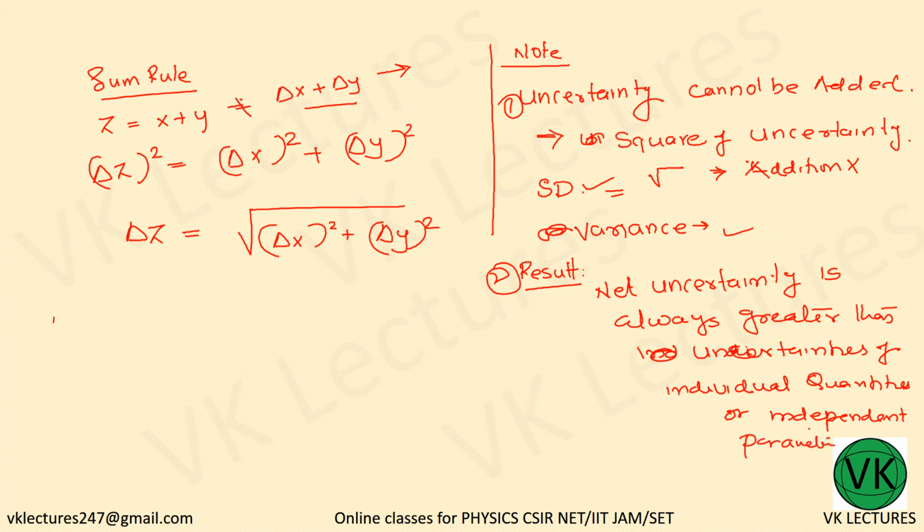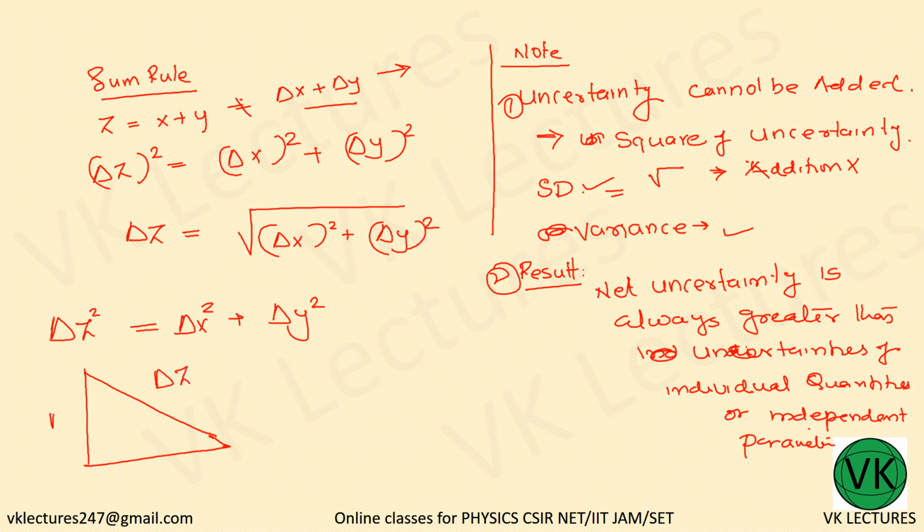That means if you consider delta z square equal to delta x whole square plus delta y whole square, what can you infer? Draw a right-angled triangle where this is delta z, this is delta x and this is delta y. Delta x square plus delta y square equals delta z square, the hypotenuse square equal to the sum of the squares of the other two sides. The hypotenuse is the largest side, so delta z will always be greater than delta x and delta y.